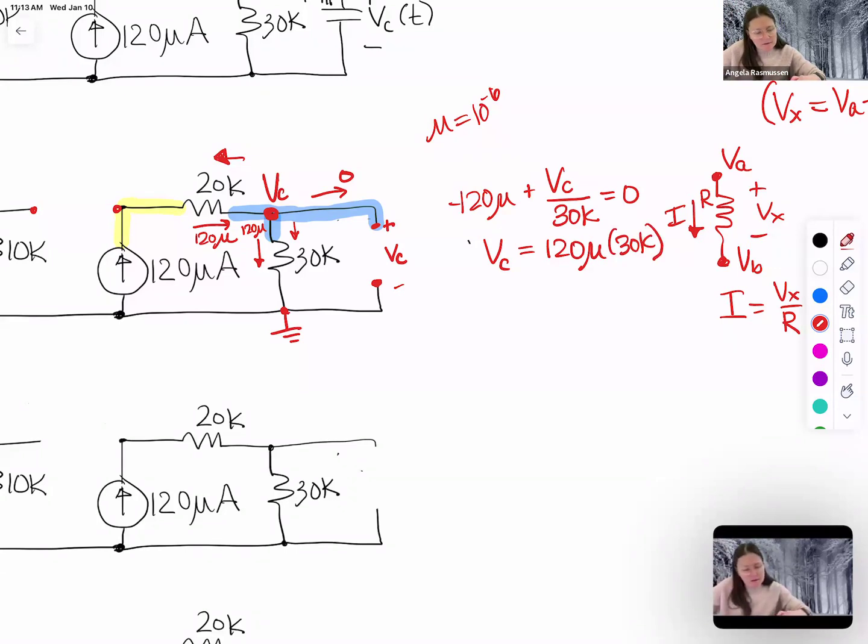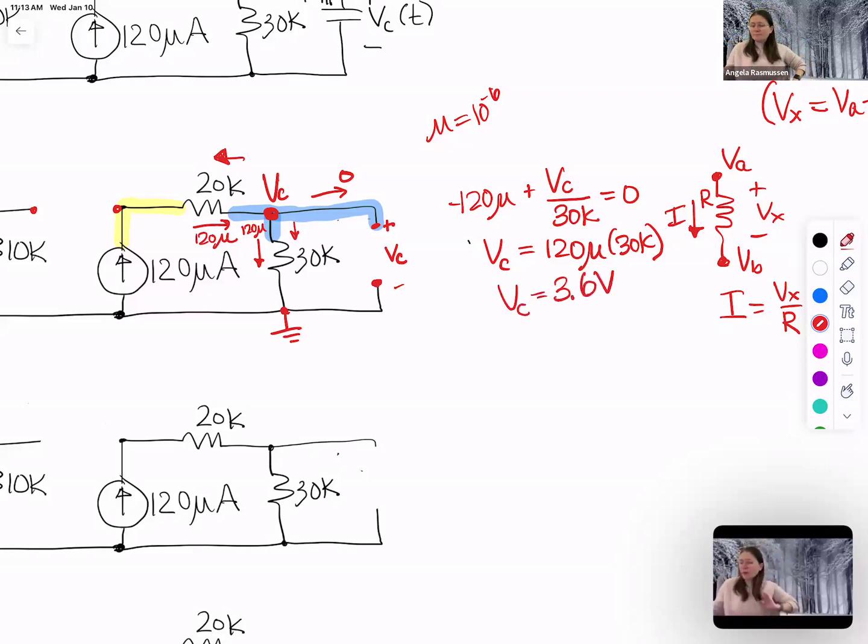And that is... I don't think this is the same problem I have on here. Whatever that is. Oh, there we go. Okay. It is 3.6 volts.